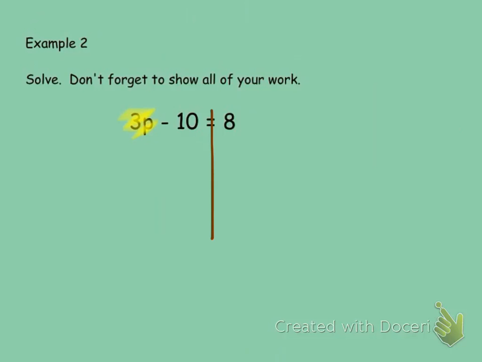Okay, so now I have to get rid of the subtracting 10. So I want to think of the opposite of subtracting 10, which is adding 10. So I'm going to add 10 to both sides. When I do that, my 10's are going to cancel out, and that's going to give me 3p on the left side, and then on the right side, I'm going to have 18. Okay, so now I have 3p is equal to 18.